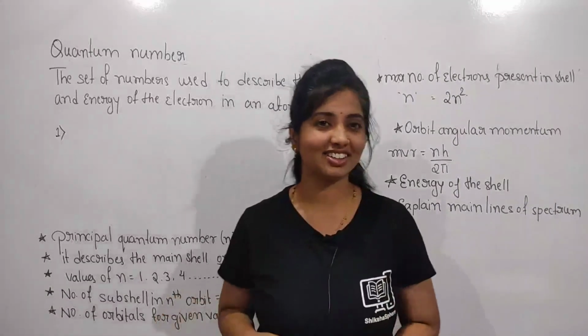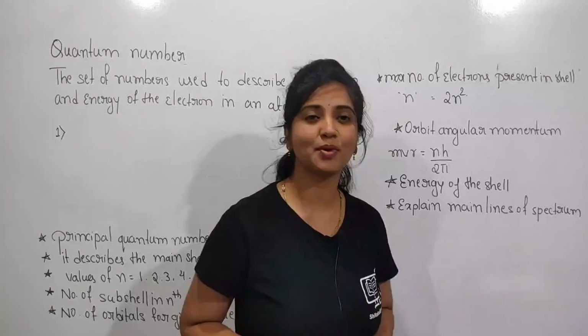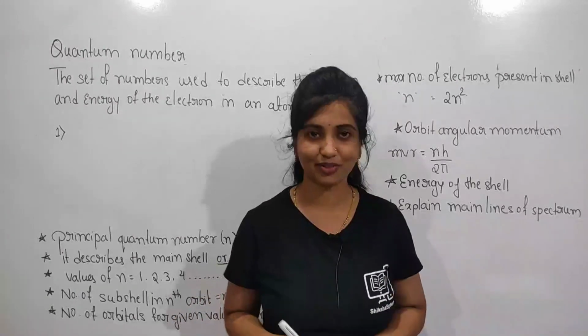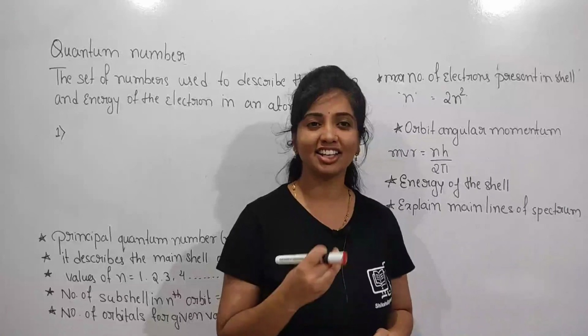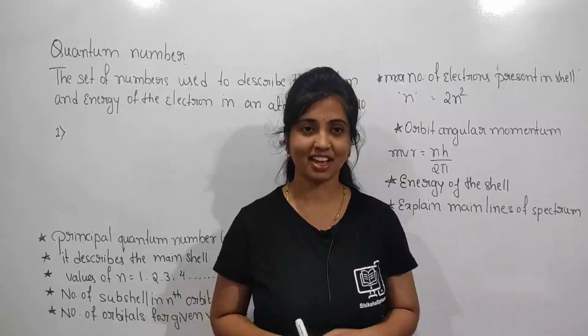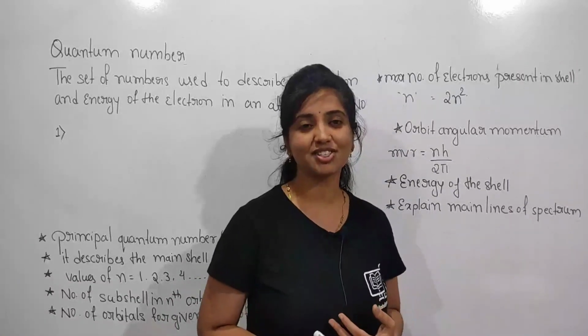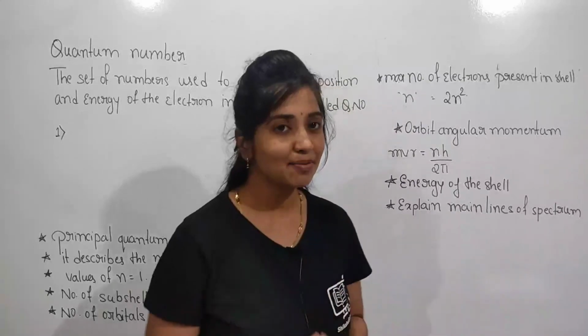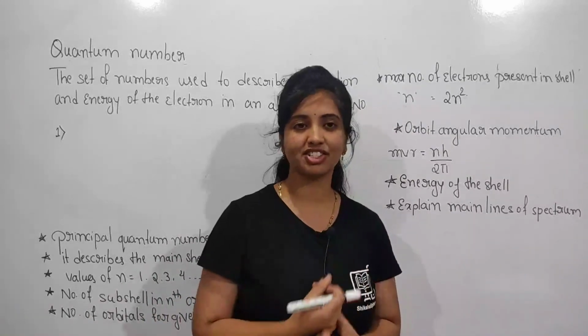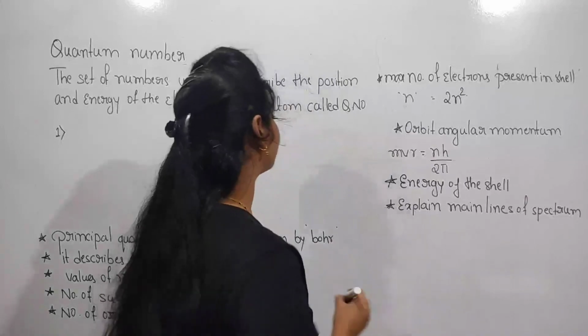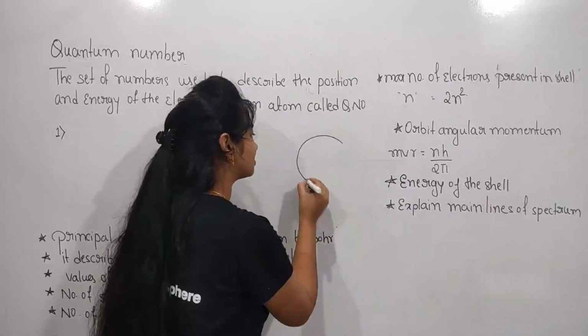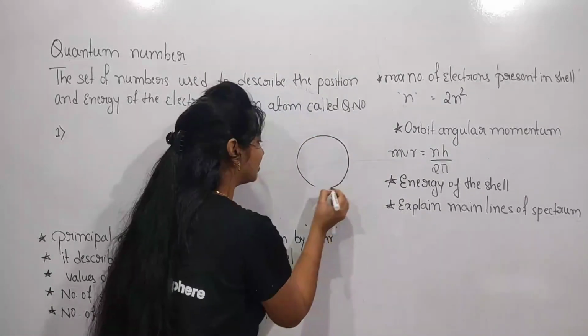Hi, hello everyone. In previous classes, I already spoke about the quantum mechanical model of an atom, which gives a clear idea about the structure of an atom. And I also discussed with you the Schrödinger equation. So, by the help of wave function and the Schrödinger equation, it helps us in finding the probability of an electron. So, let us consider this is our atom.